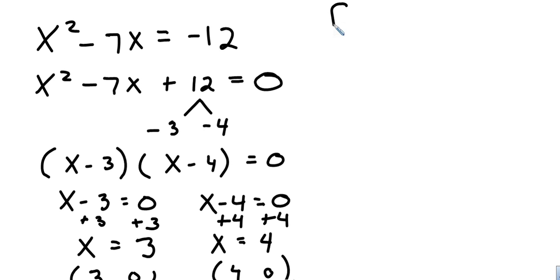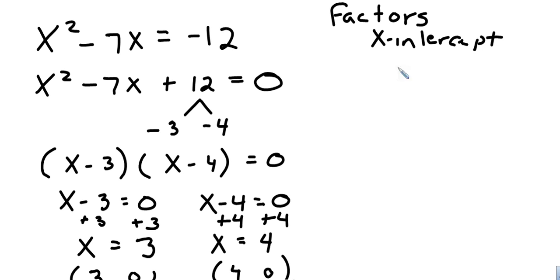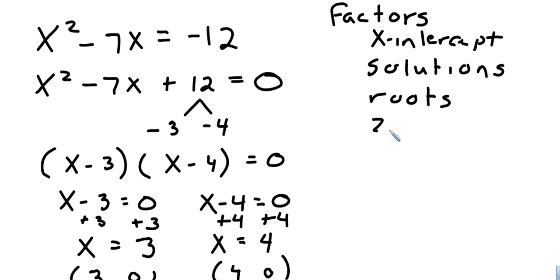We have factors, which are generally binomials or monomials, terms in our function when it's factored. Those factors give us the x-intercepts, but we will also hear those x-intercepts called by some other terms. We will hear them called solutions. Sometimes we will call them roots of the function. Sometimes we will call them zeros of the function. And depending on exactly what we're doing with our problem will determine which term we use.